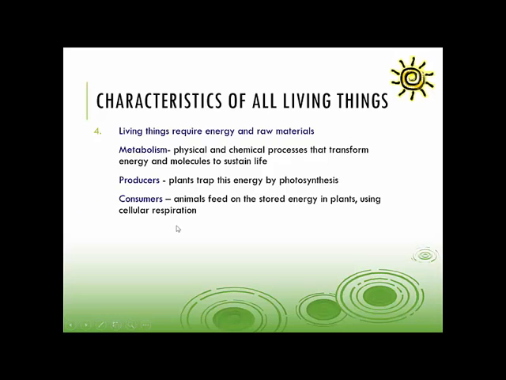Consumers, like yourself, are animals that feed on stored energy in the plants. So you can see how we have a relationship here. Producers use that CO2 to push through photosynthesis. At the end of photosynthesis, we have glucose and oxygen that is made. That glucose and oxygen is then utilized by your cells to create energy in the form of ATP through cellular respiration in your mitochondria.